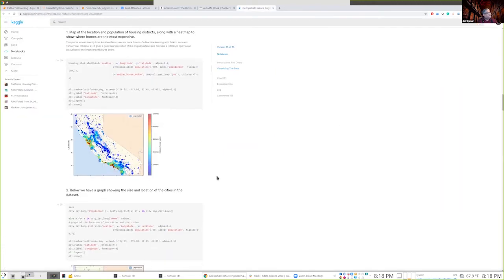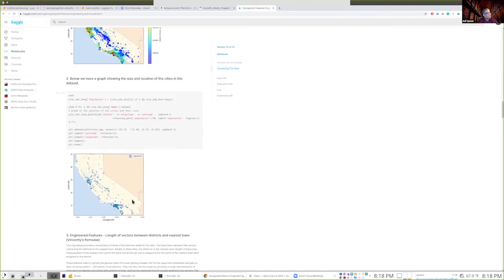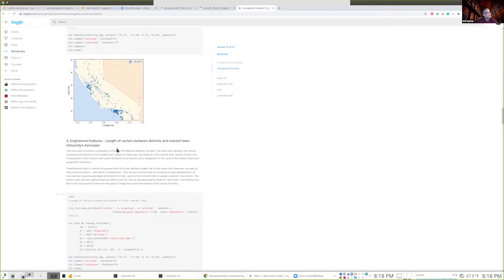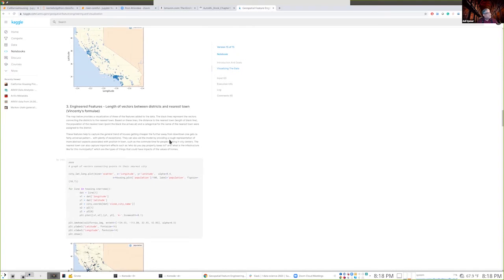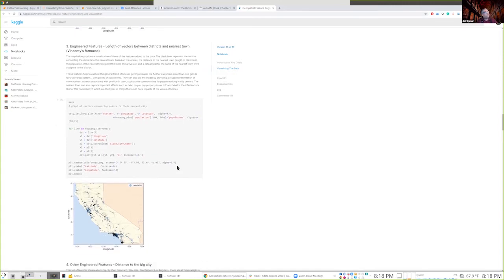Below is a graph showing the size and location of the cities. So this is the city location. So more of this. Feature engineering, length vector between districts. And so this is actually very good. Yeah, I remember this person doing that. Very impressive. He did an interesting feature engineering. He said what matters is distance to the nearest metropolis. Length of vectors between districts and nearest towns.